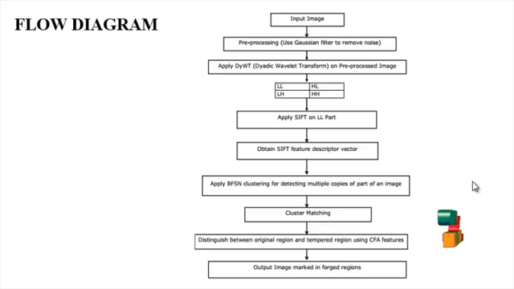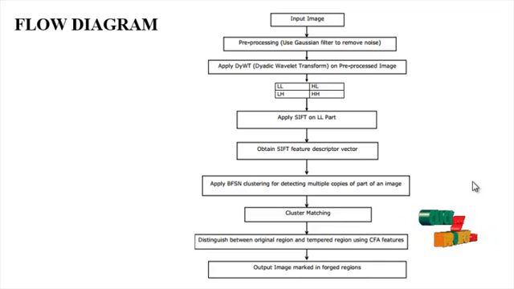We apply the dyadic wavelet transform on the pre-processed image and then calculate the LL, HL, LH and HH parts. Then we apply feature extraction. We apply SIFT feature extraction on the LL part and obtain the SIFT feature descriptor vector. Then we apply BFSN clustering for detecting multiple copies of a part of an image, and then we calculate the cluster matching.